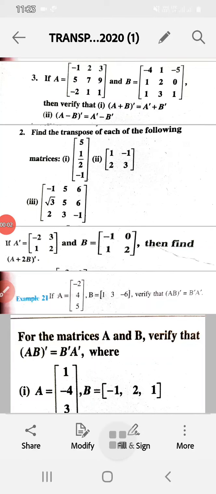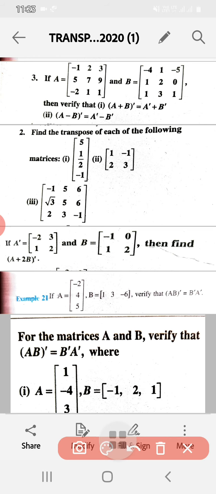Okay, let us continue to solve some of the examples which have been left in the last class. In our last class, regarding this example, we have verified (a plus b) whole dash is equal to a dash plus b dash. So for the same matrices a and b, now I will consider the second case here, (a minus b) whole dash is equal to a dash minus b dash.